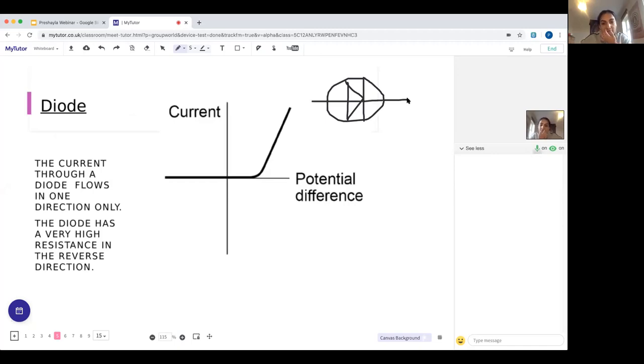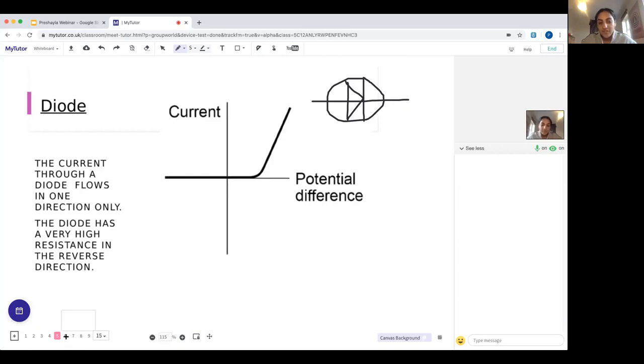So that's our diode, and the arrow represents the current, which only flows in one direction. So the diode only allows the current to flow through in one direction, okay? So the diode, therefore, has a very high resistance in the reverse direction. By Ohm's law, if we have a very high resistance, it doesn't let a lot of current through. And this happens in the reverse direction.